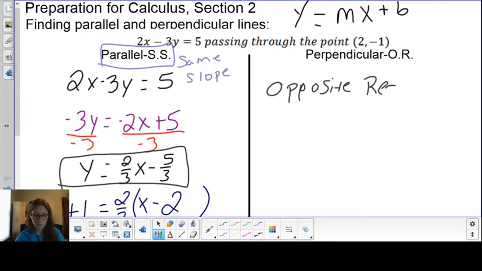Reciprocal. So it means, in this case, my slope originally was 2/3. Opposite means opposite sign. It was originally positive. Now it's going to be negative. And I'm going to take that fraction and I'm going to flip it. So instead of 2/3, it's going to be 3/2. So my slope for a perpendicular line will be -3/2.